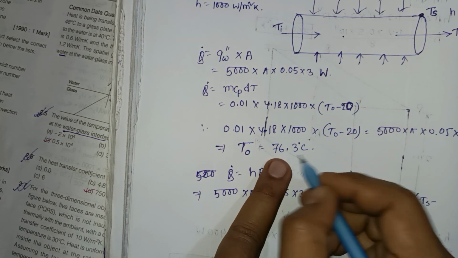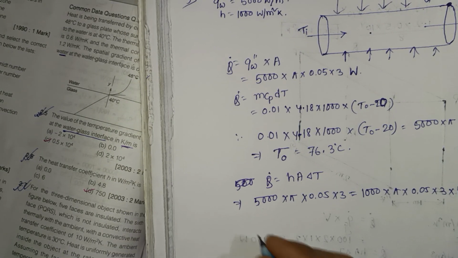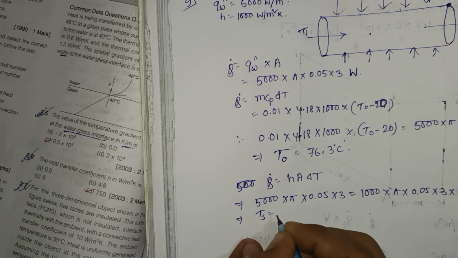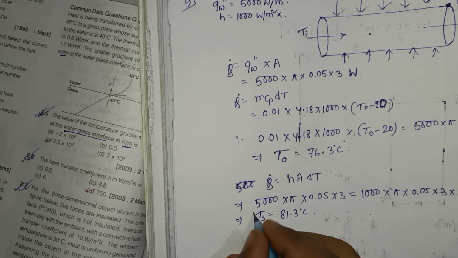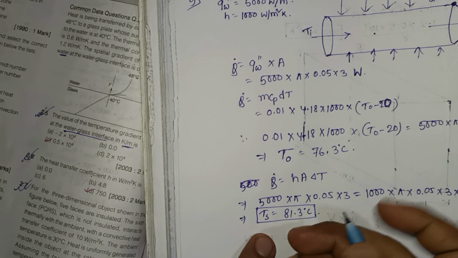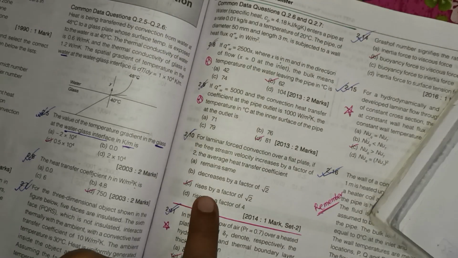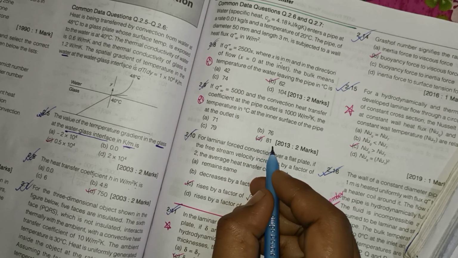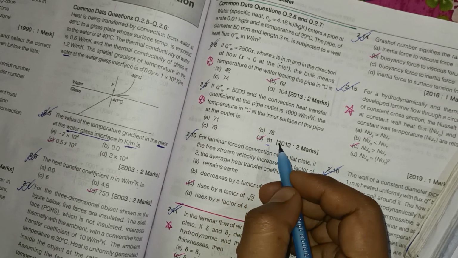What is the value of Ts? That is 76.3. So if you calculate that value, then Ts value will be 81.3 degrees Celsius. So this is the correct answer. So here Ts value will be 81.3 degree Celsius. Okay, from here the correct answer is option D, 81 degree Celsius.